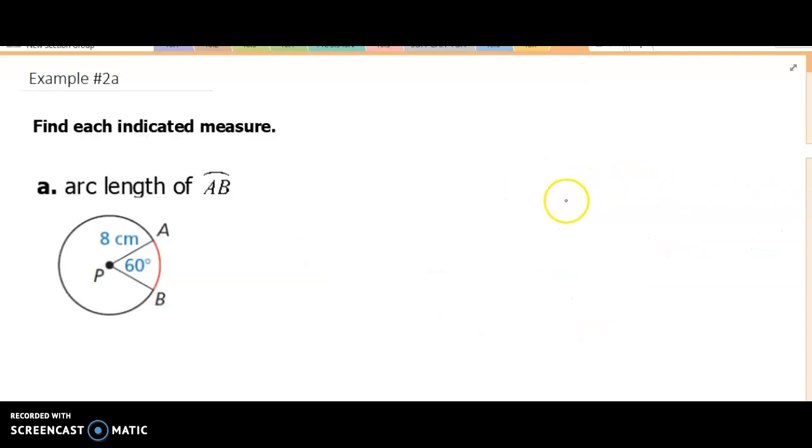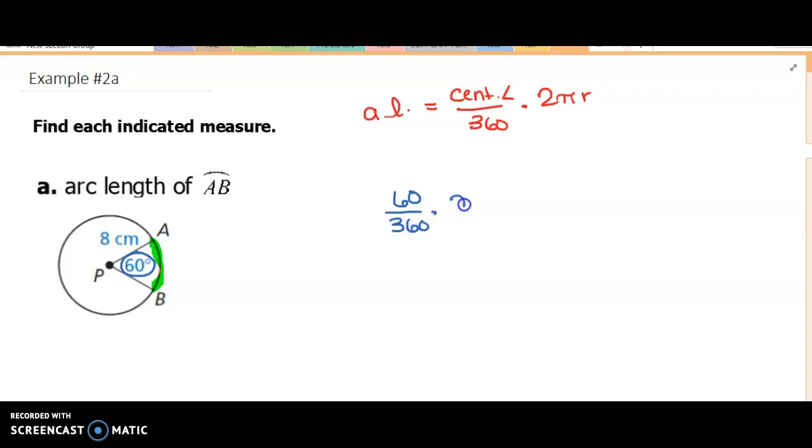All right, let's look at example 2a. So I want to find the arc length of arc AB. Okay, so my arc length equals central angle over 360 times my circumference, which is 2 pi r. Okay, well, I have all these components. So my central angle, here's my central angle. So 60 over 360 times 2 times pi, my radius is 8.